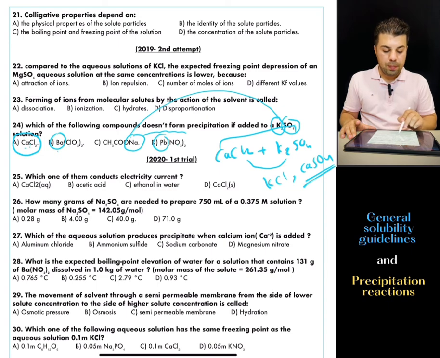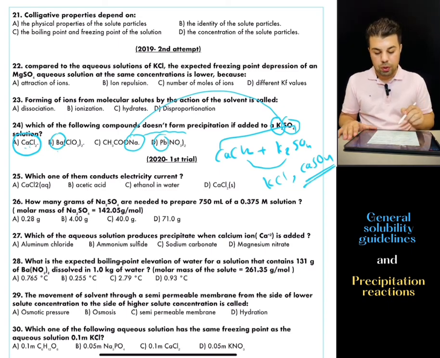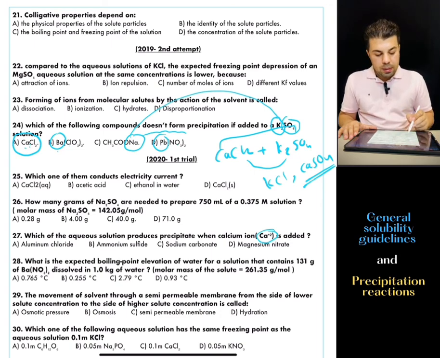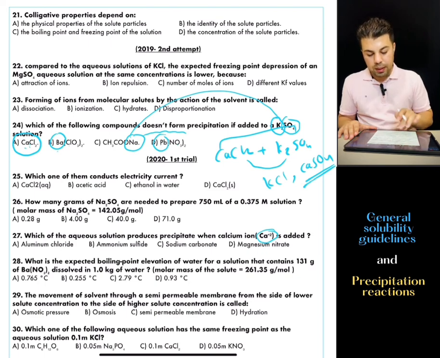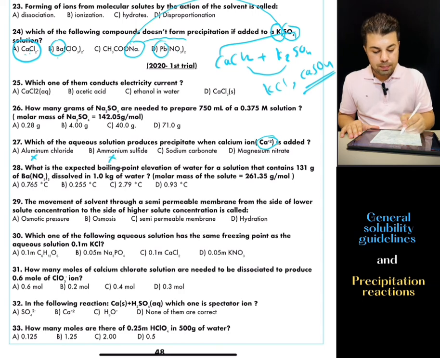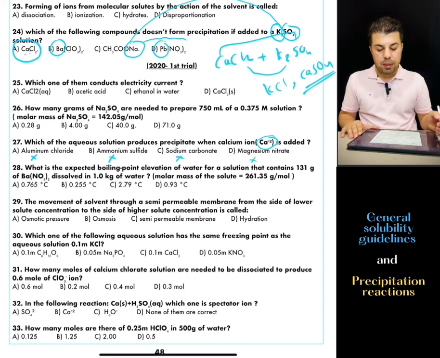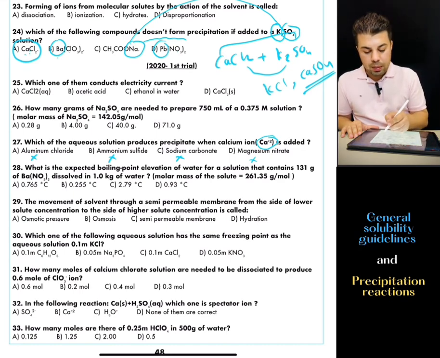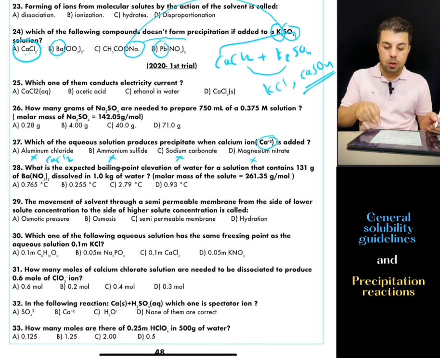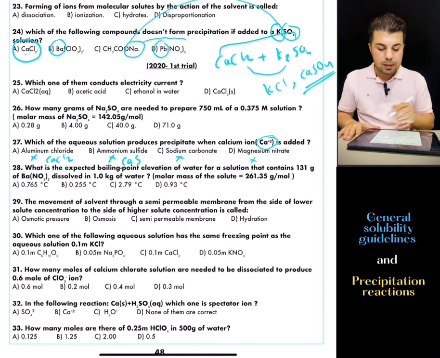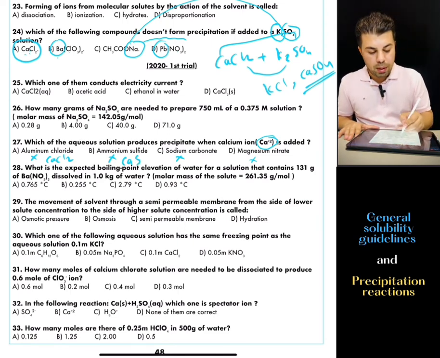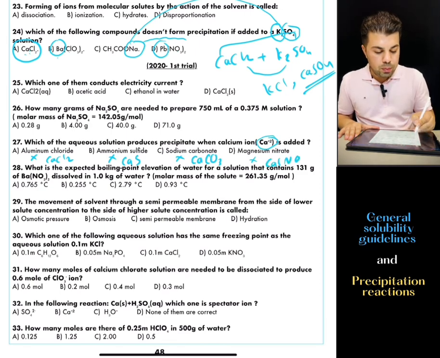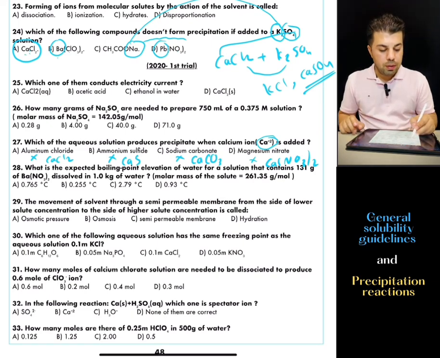Question 27, which of the following aqueous solutions produces a precipitate when calcium ion is added to the solution? Calcium with chloride, CaCl2, according to rule number 3 is soluble. With sulfide, CaS. With carbonate, CaCO3, calcium carbonate. With nitrate, Ca(NO3)2. According to rule number 2, all compounds of nitrate are soluble.